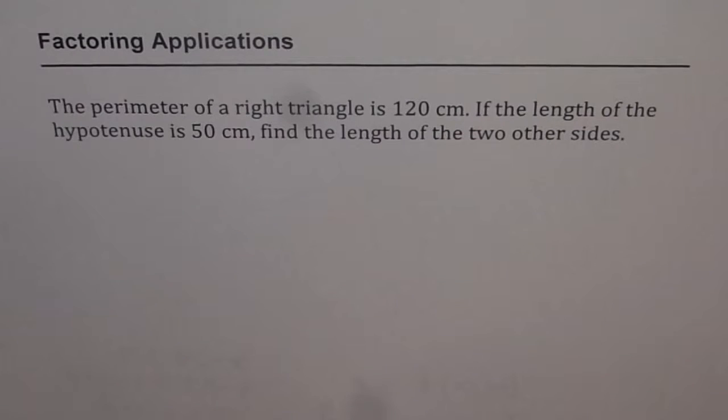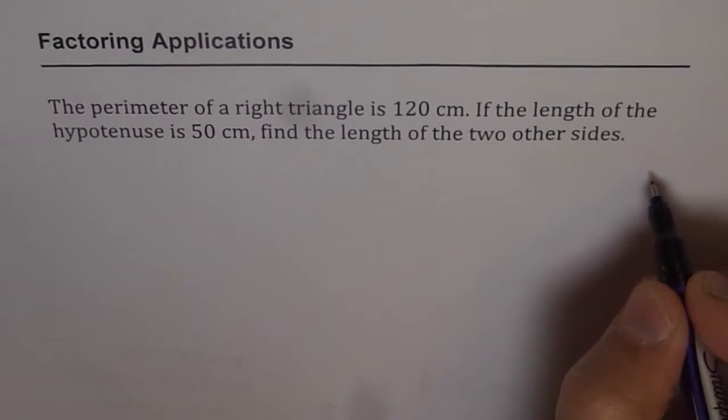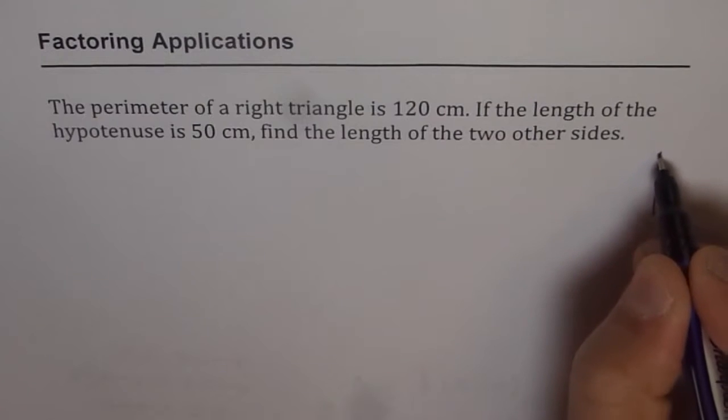Factoring application. The perimeter of a right triangle is 120 centimeter. If the length of the hypotenuse is 50 centimeter, find the length of two other sides. So let's say we have this right triangle here.